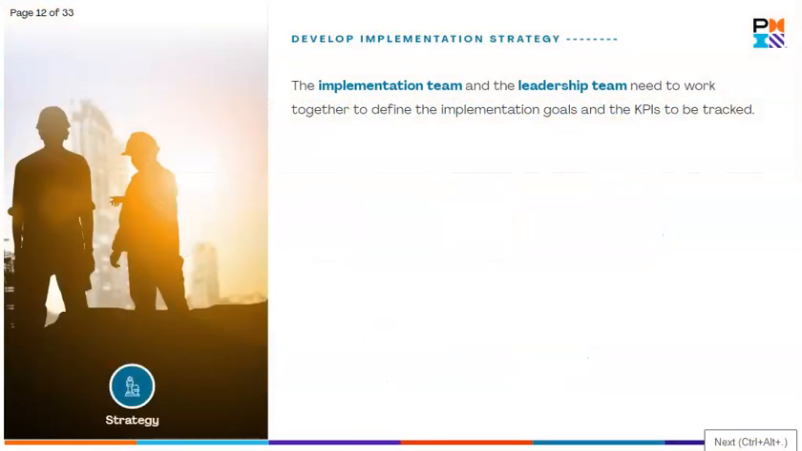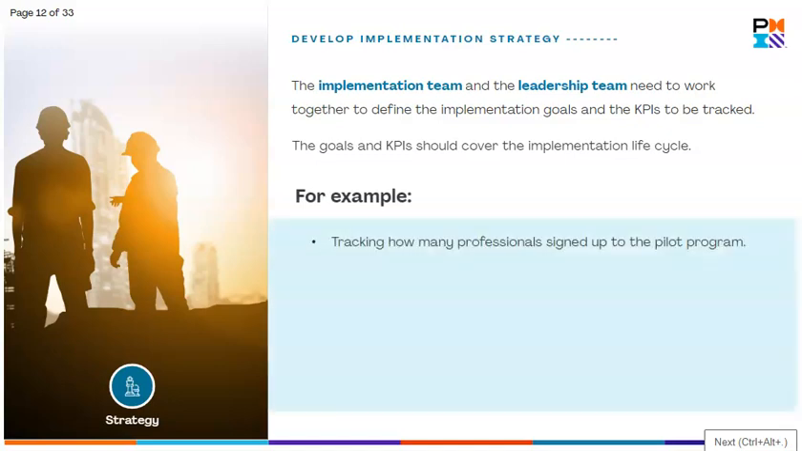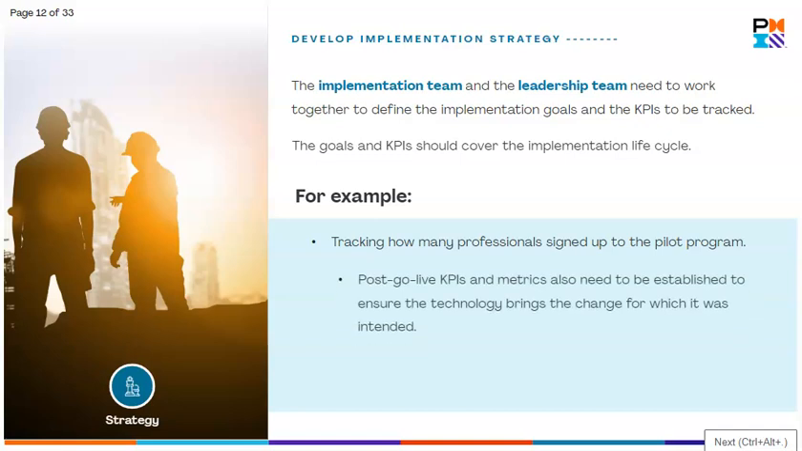The implementation team and the leadership team need to work together to define the implementation goals and the KPIs to be tracked. The goals and KPIs should cover the implementation lifecycle. For example, they might want to track how many professionals signed up to the pilot program. Post-go-live KPIs and metrics also need to be established to ensure the technology brings the change it was intended to do. This may include reduced costs, increased productivity, reduced number of accidents on site, etc.